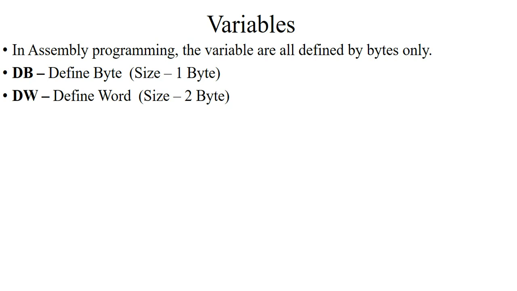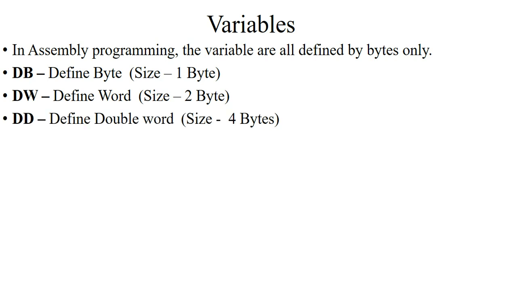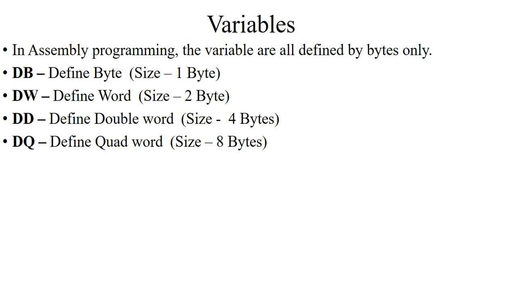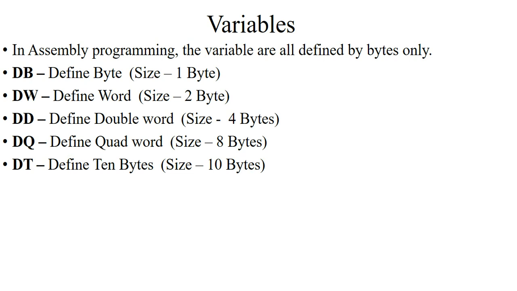So DW, define word. DD, define double word, which is 4 bytes. That's the size of the variable. We go next, we say define quad word, which is 8 bytes, and in bits it's around 64 bits, right? That's it. We can also define 10 bytes, which is 800 bits. So we say 10 by 8, a byte is 8 bits, and 10 bytes is 80 bits, right?